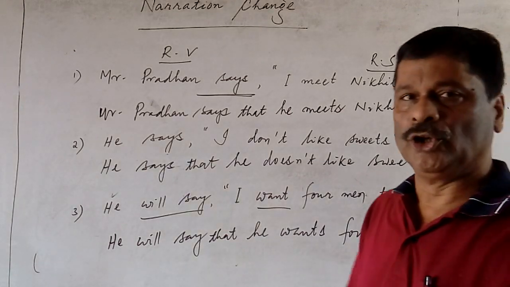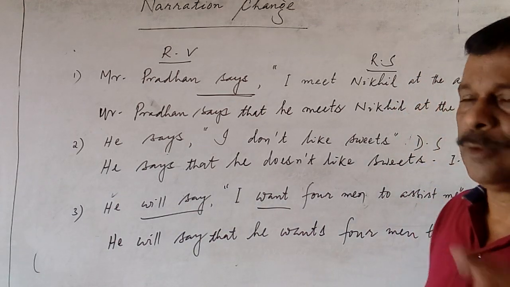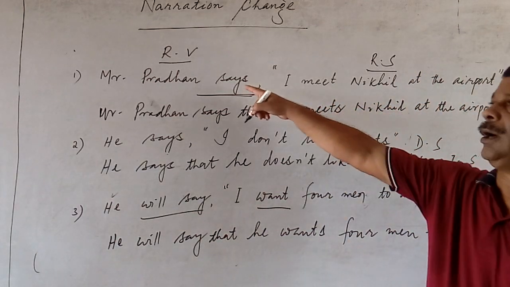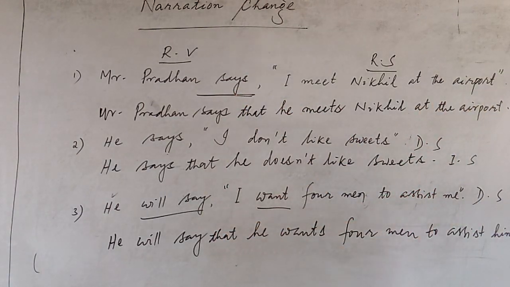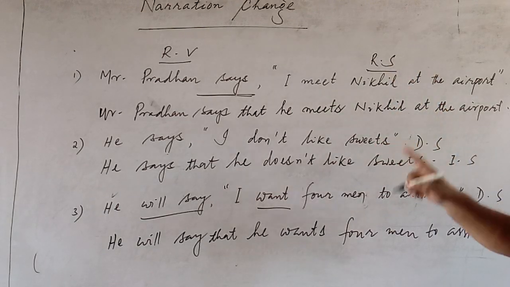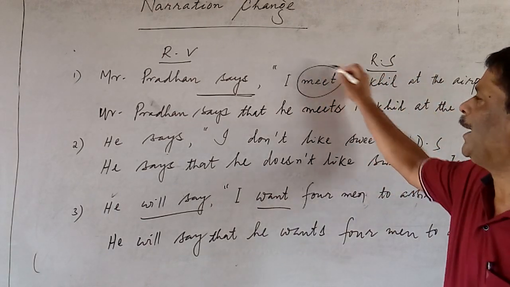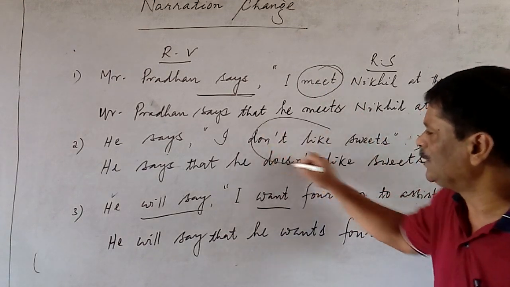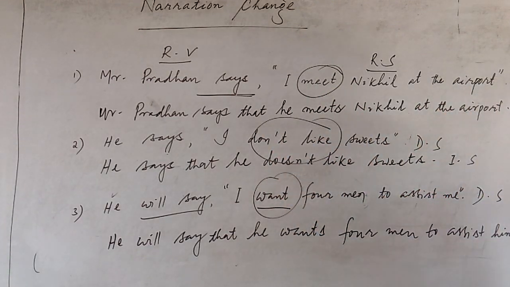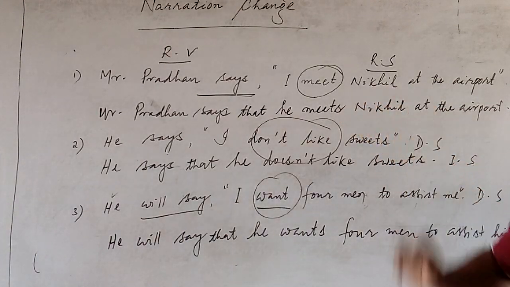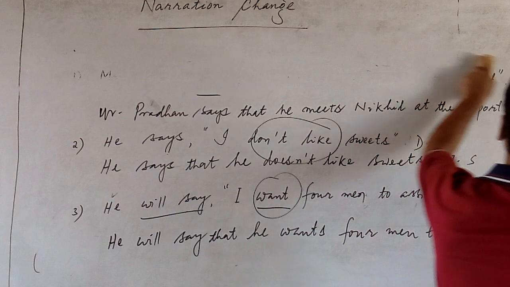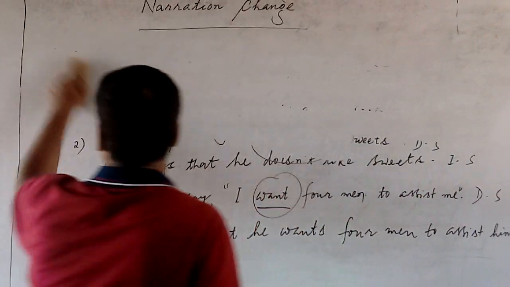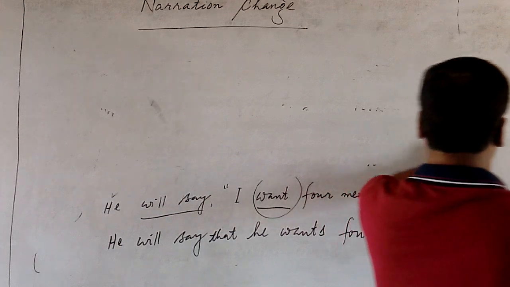Let me say to you again my first rule. And what is my first rule? If the reporting verb is in present tense or in future time, while changing the sentence from direct speech to indirect speech, the verb of the reporting speech will remain unchanged. It means the same tense form of the verb will be used in indirect speech. Now let me give you some examples of reporting verb with past tense.